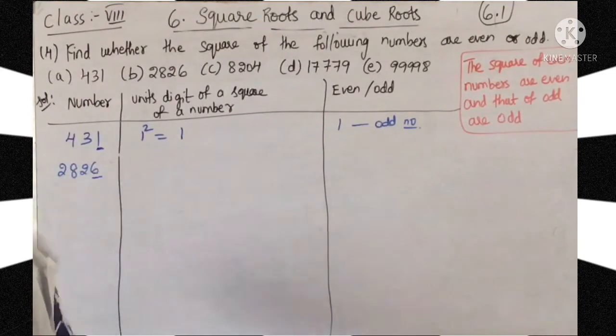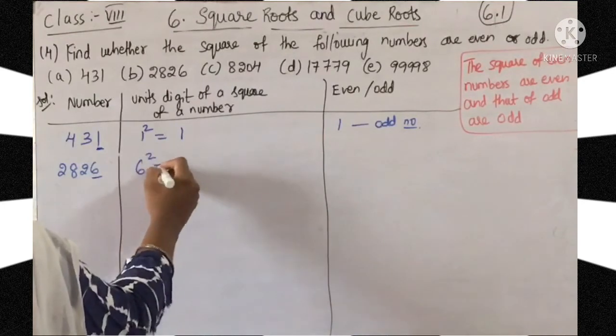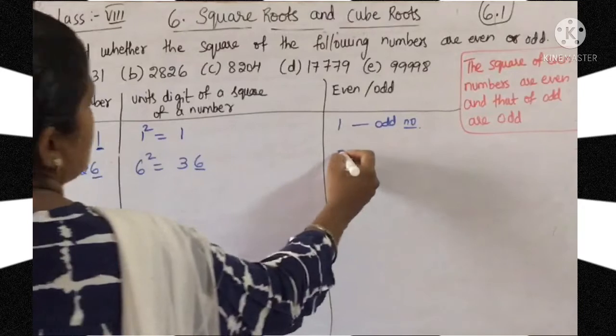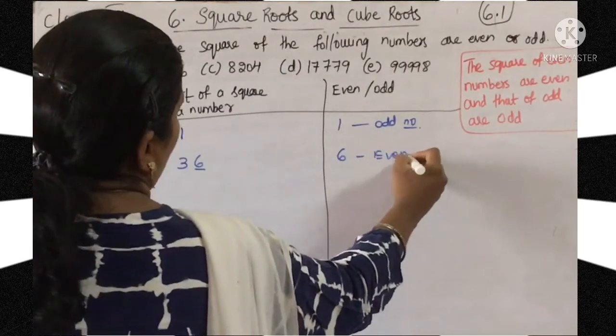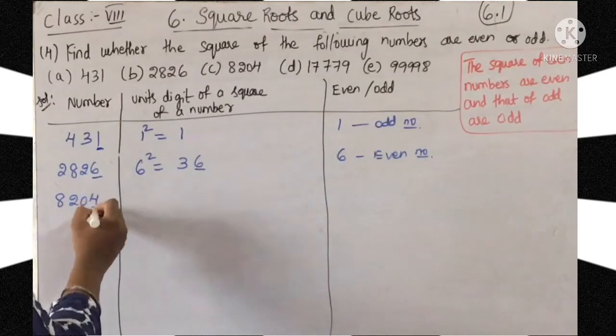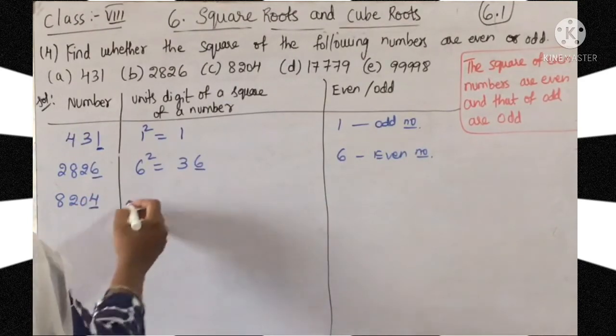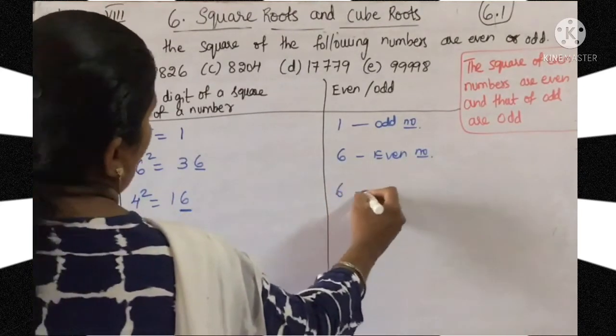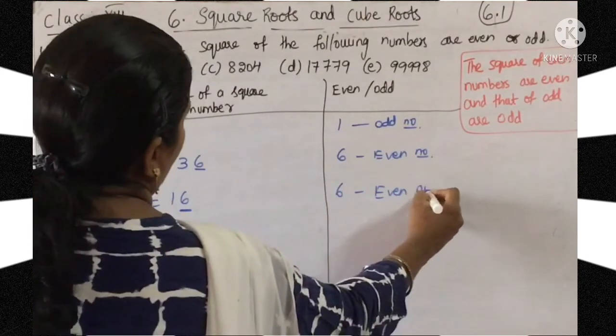2826. What is the units place? 6. So when you find 6 square, you are getting 36. So in 36, what will be 6? 6 is what number? Even. Third one, 8204. So this is the units place, 4 square. 4 square is 16. So 6. 6 is what number? Again you are getting an even number.